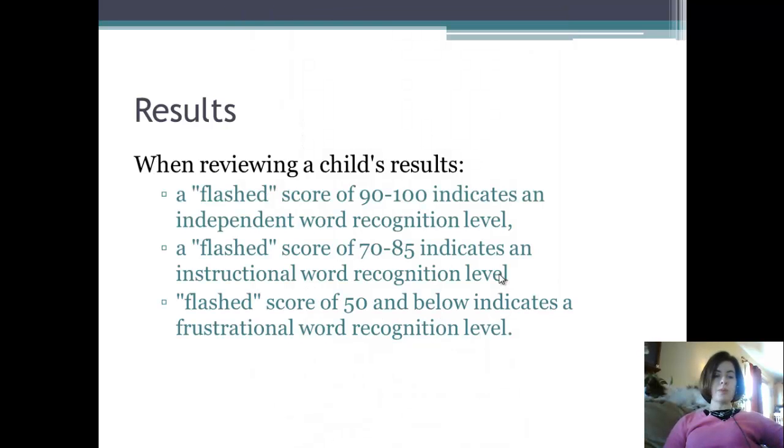So what's the results? When reviewing a child's results, a flash score of 90 to 100 indicates an independent word recognition level. A flash score of 70 to 85 indicates an instructional level, and a flash score of 50 and below indicates a frustrational word recognition level.